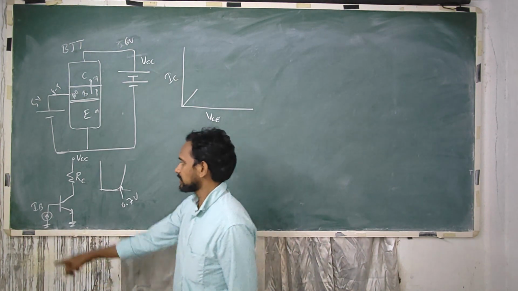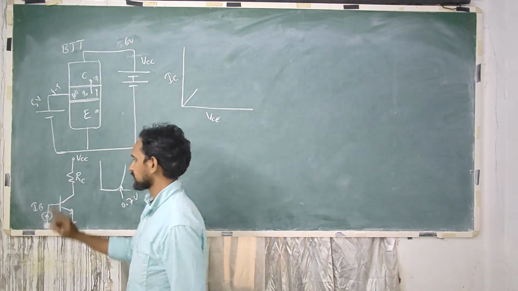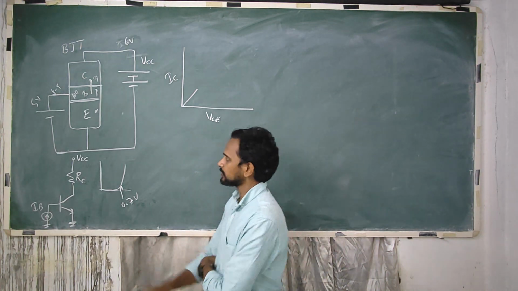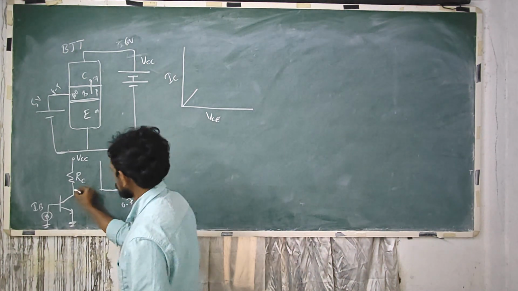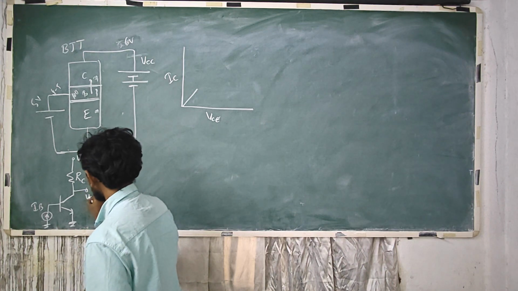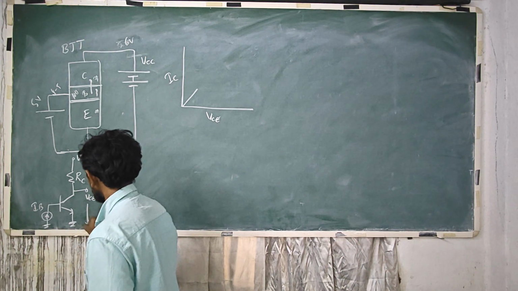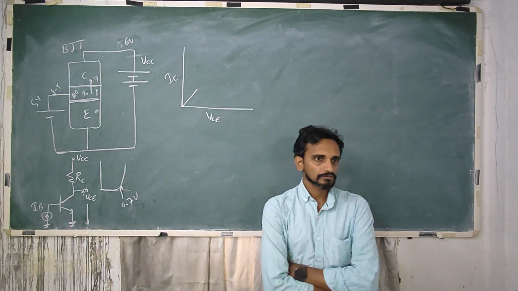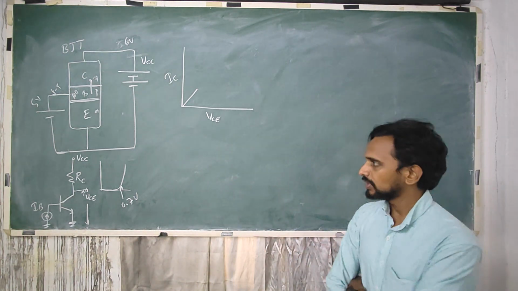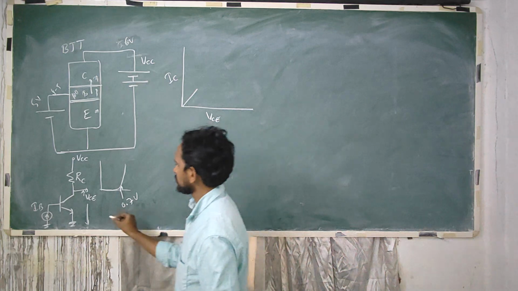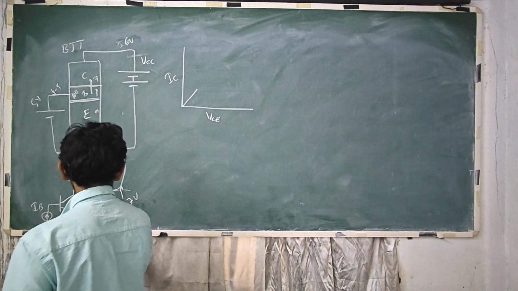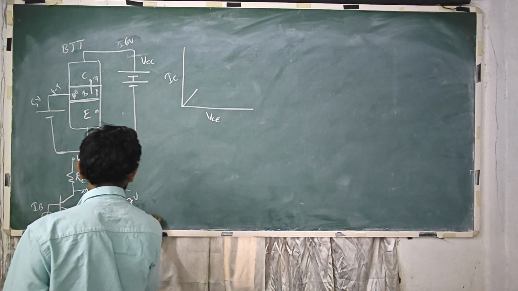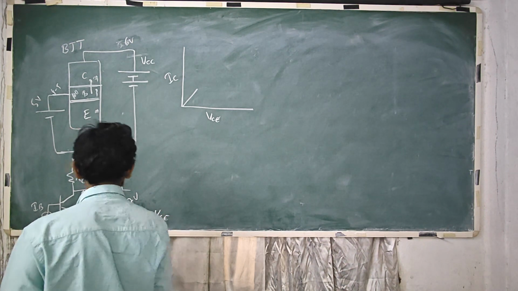Okay, so here input is the base current supplied to the base, and on output we can see two things here. So let's say this is VCE. VCE is from collector to emitter voltage. So the equation can be written as VCC is equal to IC RC plus VCE.